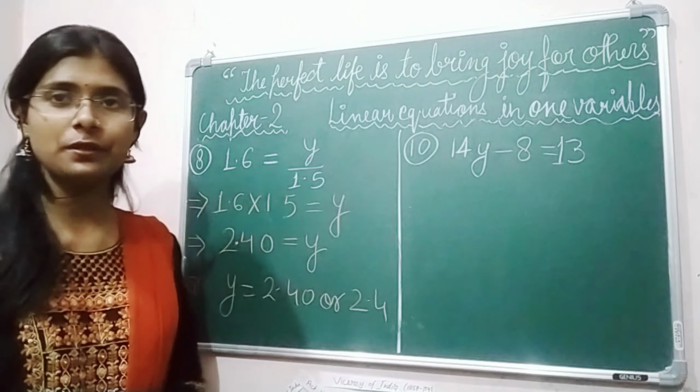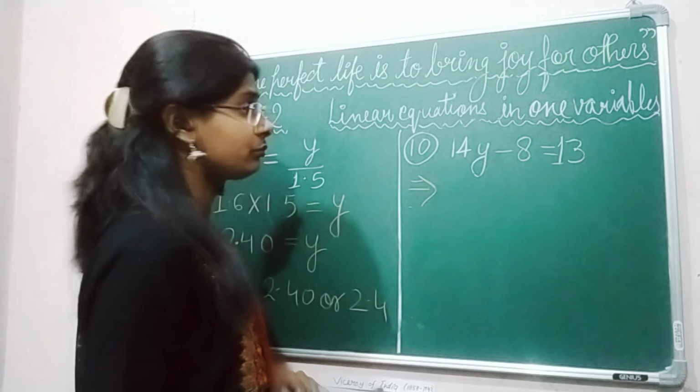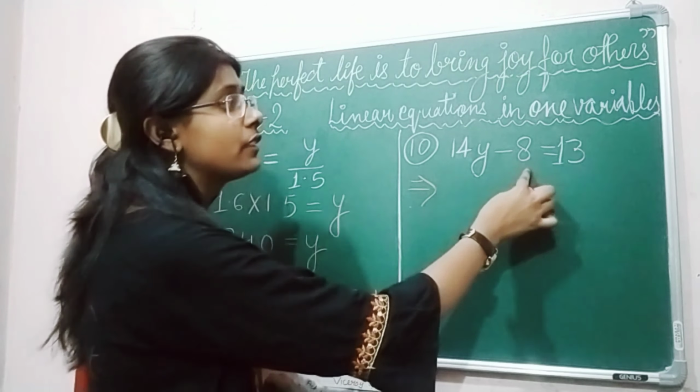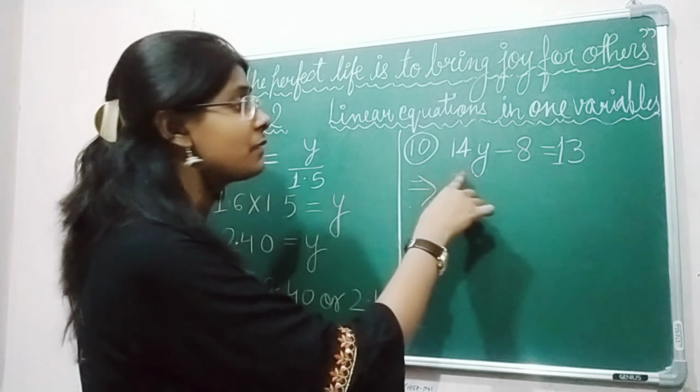Let's see the 10th part of it, which is 14y minus 8 is equal to 30. What do you think? Which number should be transferred? The 8 should be transferred. Why? Because 8 is the distance from y and 14 is in multiplication.